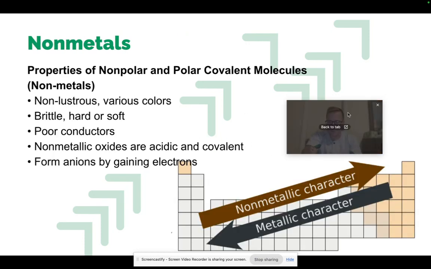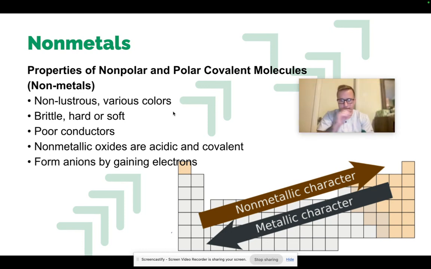Nonmetals. My personal favorite. It's what I'm made of. Nonmetals are non-lustrous. They don't shine. I'm not a very shiny object. In fact, my glasses aren't even shiny. It's also a nonmetal. So if you ever want to know where you sit on the periodic table and you're not shiny, you're probably right here. You're a nonmetal. The farther you go to the right, the more nonmetallic. The farther you go to the left, the more metallic, except for hydrogen. Hydrogen is our one exception.